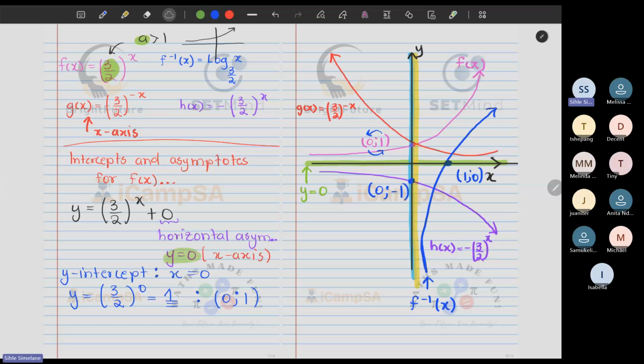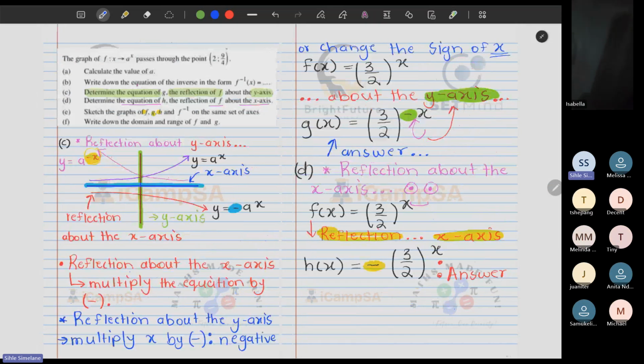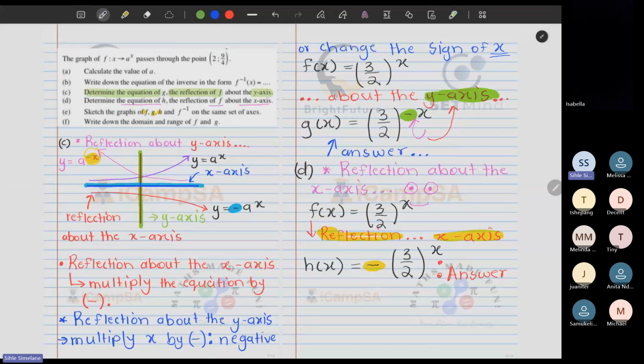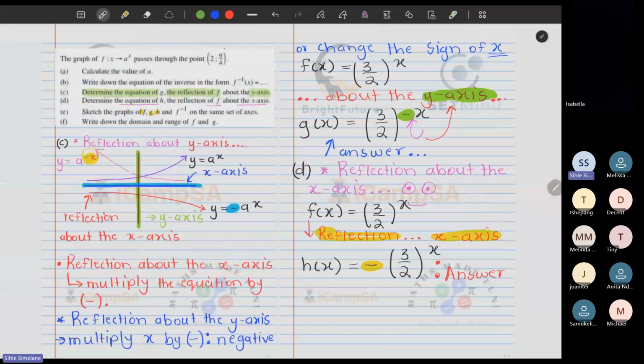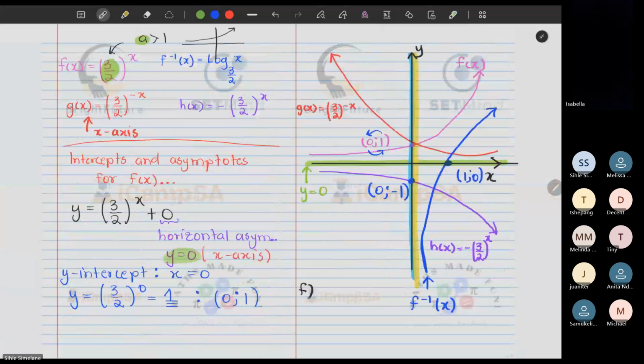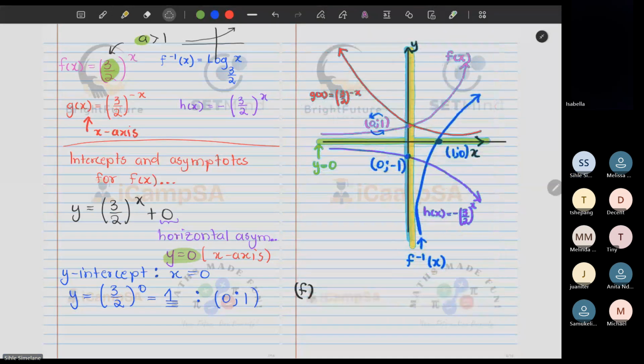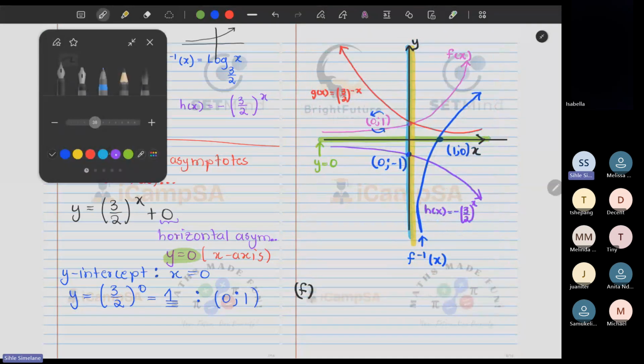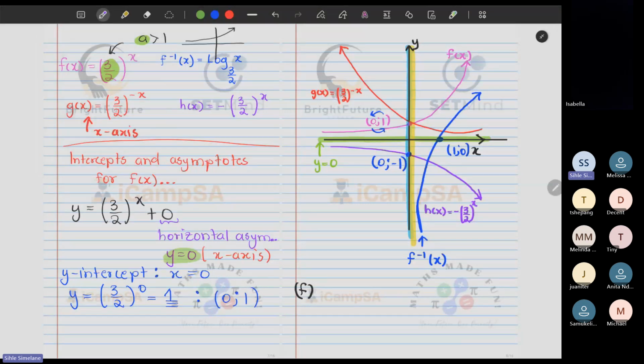Okay, no problem. So let's have a look at the last question, guys, which is write down the domain and range of f and g. So let's go ahead and have a look at the domain and the range and see how that goes. So that is question F. Let me make my graph a bit smaller because we've done it already. You guys understand? So let's have a look at f. I need you guys to give me the domain. This is for f of x. So let's get the domain.